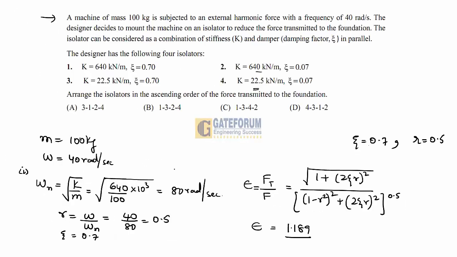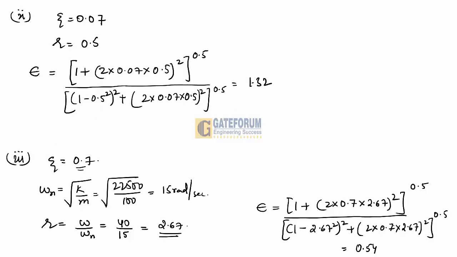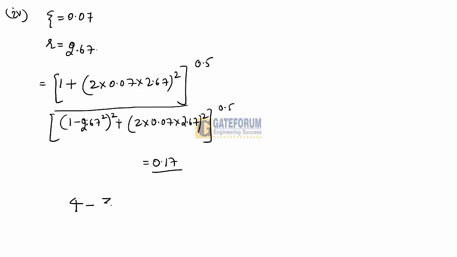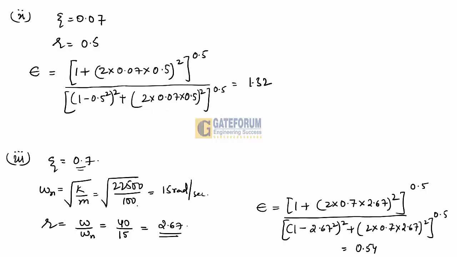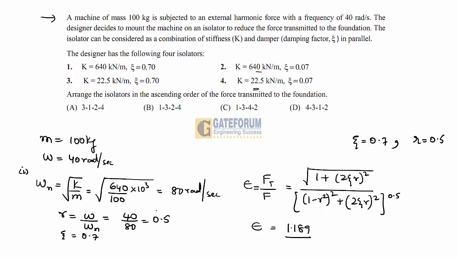So they are asking to arrange in the ascending order. The isolator number 4 will have the least transmissibility ratio. Next, the second least is number 3. And the third least is number 1. And then number 2. So 4312 is the combination, that is option D. This is the end of the question.